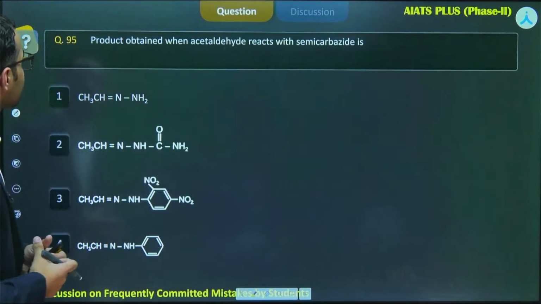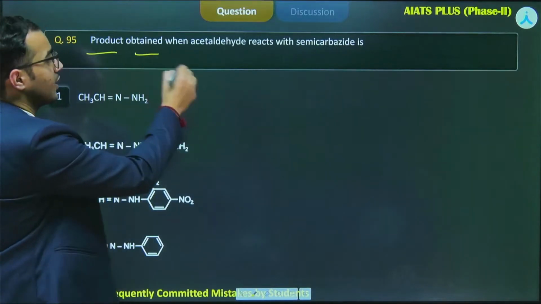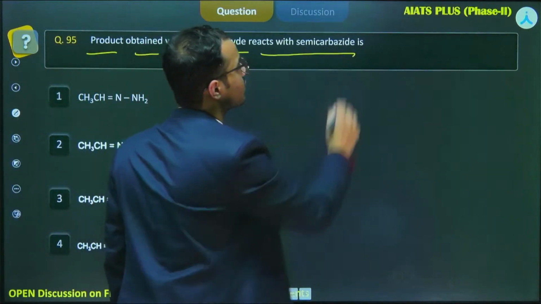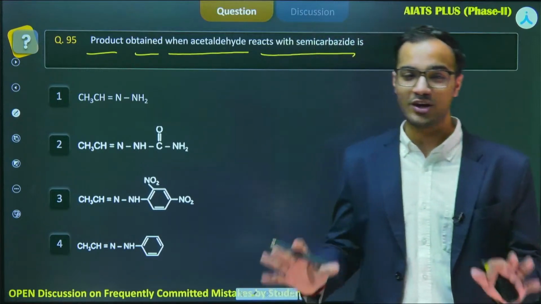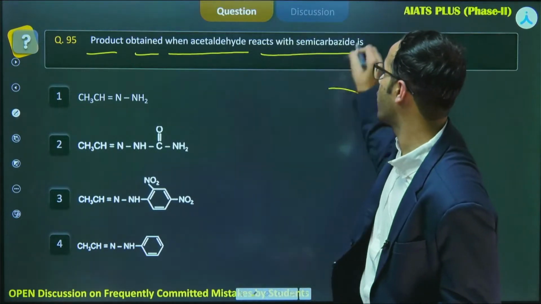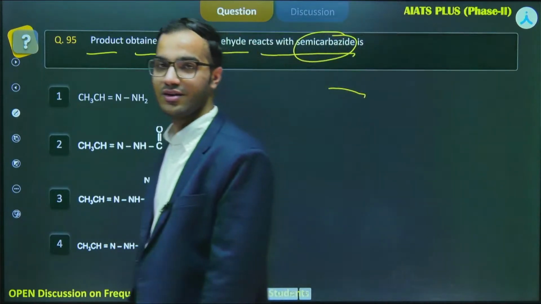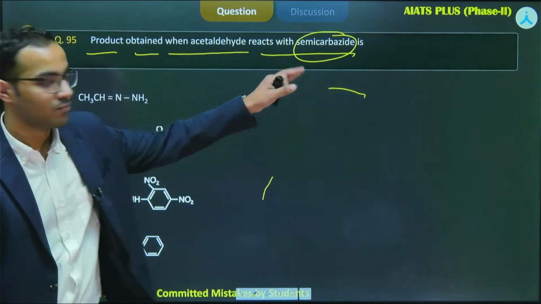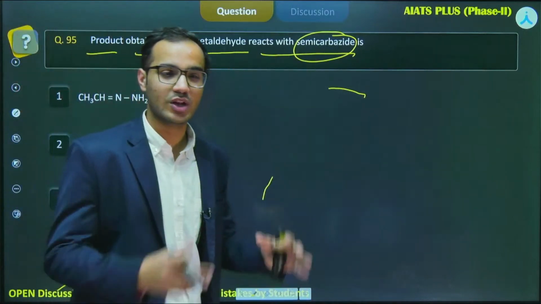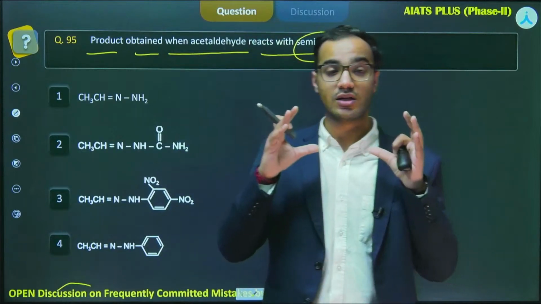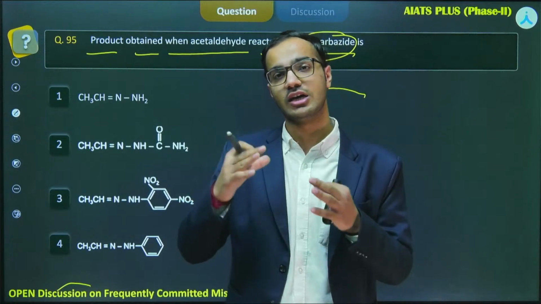Okay. So what does the question suggest? The product obtained when acetaldehyde reacts with semicarbazide. Most of you are not aware of what this word means. What is it? Is it? Most of you are not aware of this term. What is semicarbazide? So let us discuss these terms in detail so that each of you can give the perfect answers.